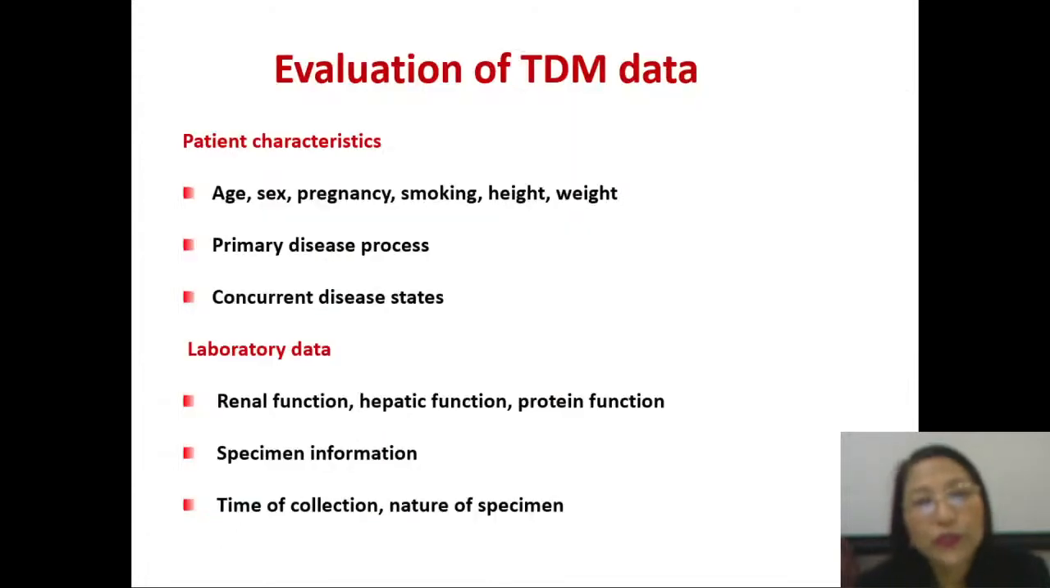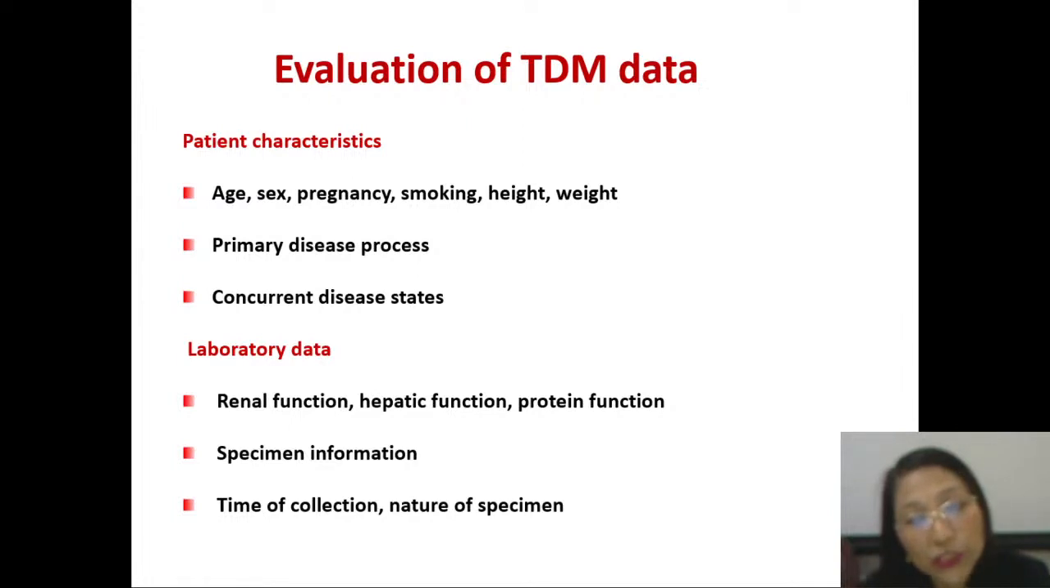So for evaluation of TDM data, you have to take into consideration the patient characteristics: the age, sex, whether the patient is pregnant, whether the patient is smoking, because smoking can also alter the blood levels of certain drugs, the height and weight of the patient, the primary disease process and any concurrent disease process. The laboratory data that should be taken into consideration include the renal functions, the hepatic functions, the protein functions.